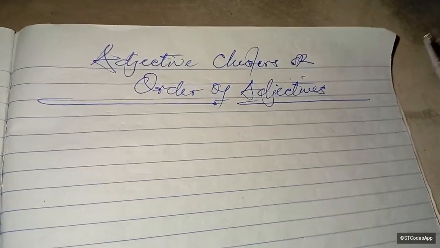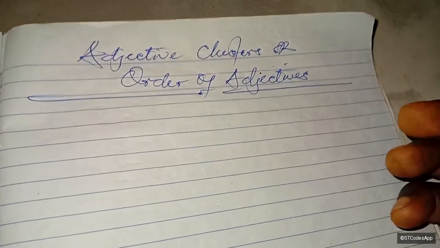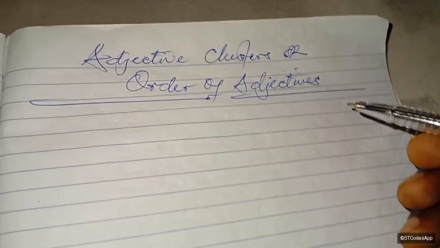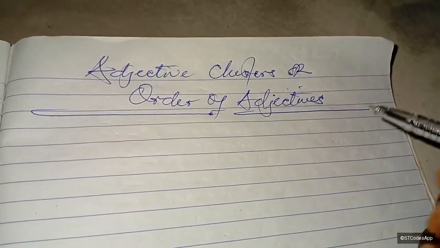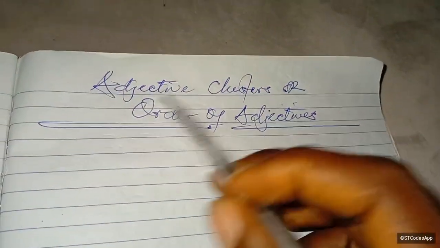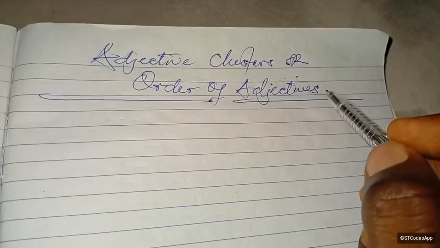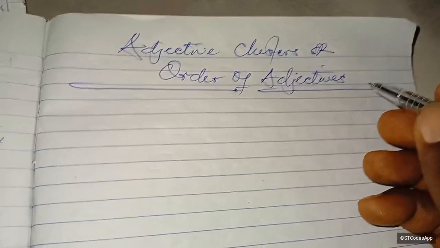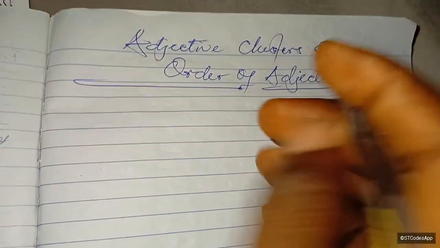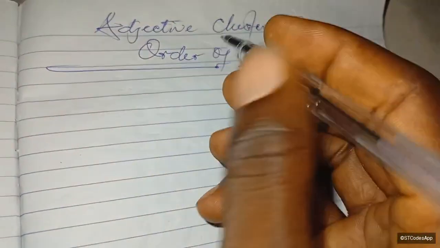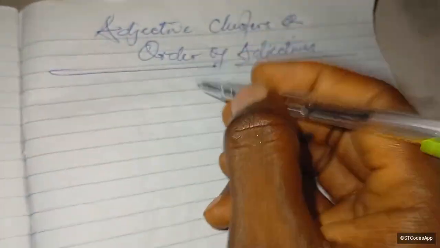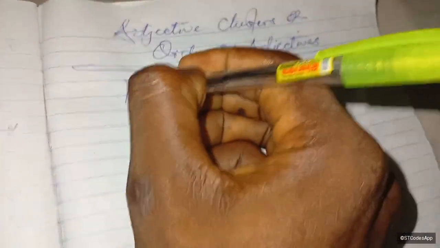If you wrote JAMB today, or you have someone who did, and you have heard about the Use of English questions that came out, you would hear that adjective clusters, or order of adjectives, was one of the questions that surfaced. In this video, all I want to do is give you a trick for ordering adjectives. A trick.